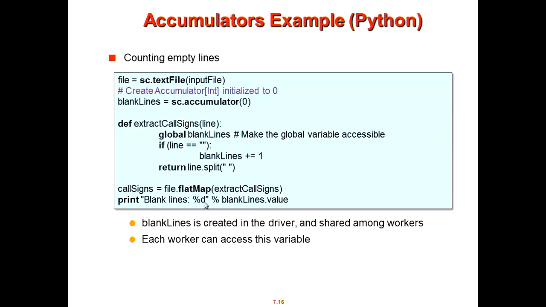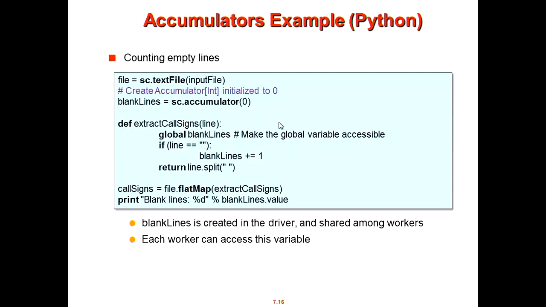After all the jobs are finished, after all the data is processed, we can get the final results for this blank line count. So we can count the number of blank lines in the input file. The accumulator provides you a way to send the update in the worker back to the driver, instead of just sending the closure and the data from the driver to the workers. So it's a different direction. The accumulators are shared across different workers, so each worker can access this variable.